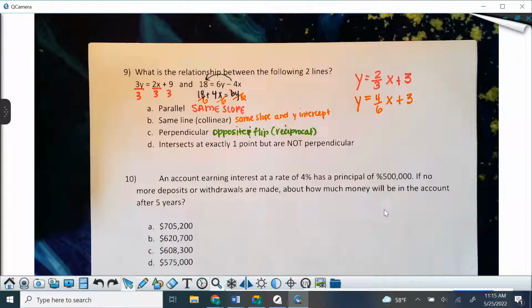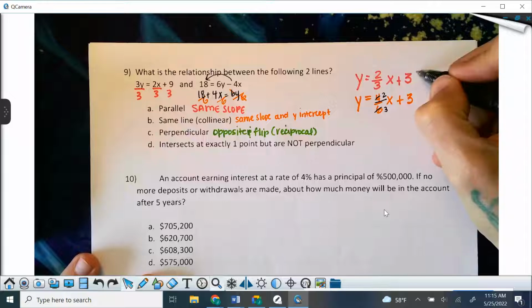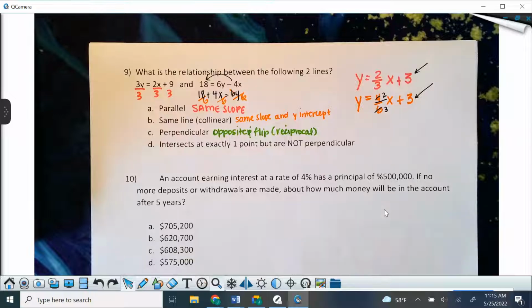So looking at that, I'm a high school student and I should have done something a lot better than what I just did. But what answer do you think it is? Are they parallel, perpendicular, same line, or just two lines that intersect? They do have the same slope. What about their y-intercepts, though? Because these match at the same. So not only are they the same slope, they also have the same y-intercept, which means they're the exact same line.